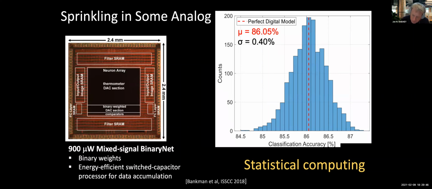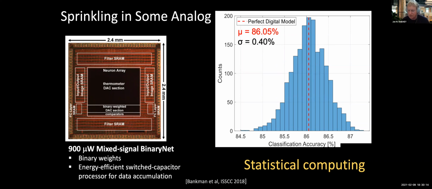Not very accurate multiplication, not a large enough signal-to-noise ratio, but they're very good at doing multiplication. So I can build my neuron array, my multiply-accumulate array, by basically having an analog computer built. And here's one example, this work done by the group at Stanford, which built a switched-capacitor processor for data accumulation.